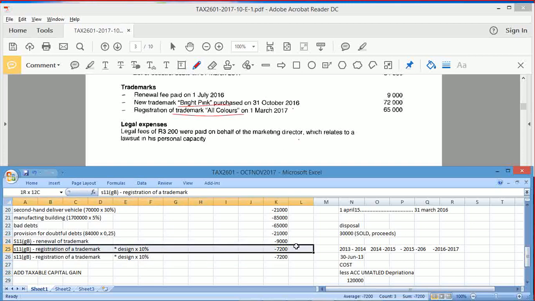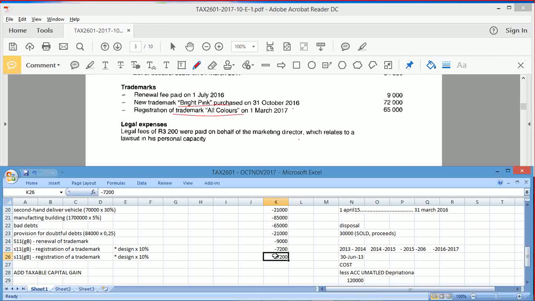Okay, so I agree with you that this should have been 6,500, and this will be null, because acquisition of a trademark is not deductible. Yes, sir. Okay, fair enough. That does make sense because the question did say that it was purchased. Yes. So then that's fine. Yeah, I'm happy with that now. Yes, now I'm happy. Legal expenses?